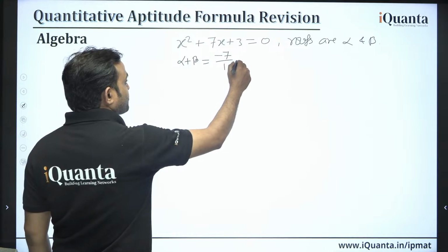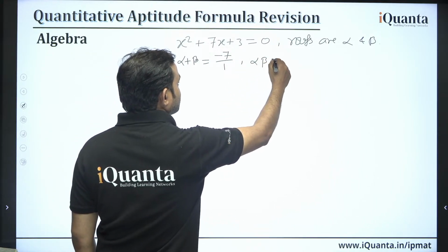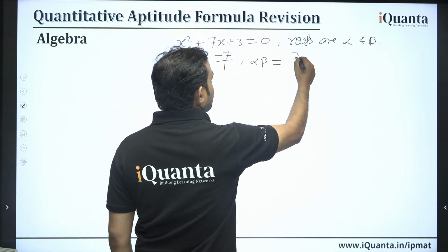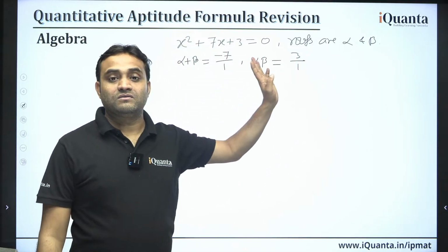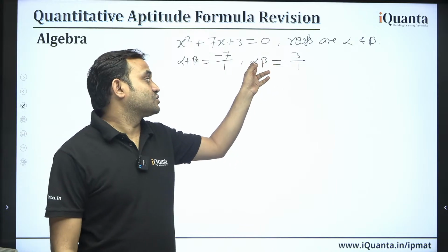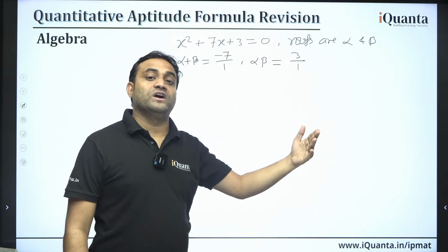Then what will be the product of roots alpha beta? This will be equal to 3 upon 1. Okay, the constant term divided by 1. We are taking two roots, so minus 1 to the square will become 1.